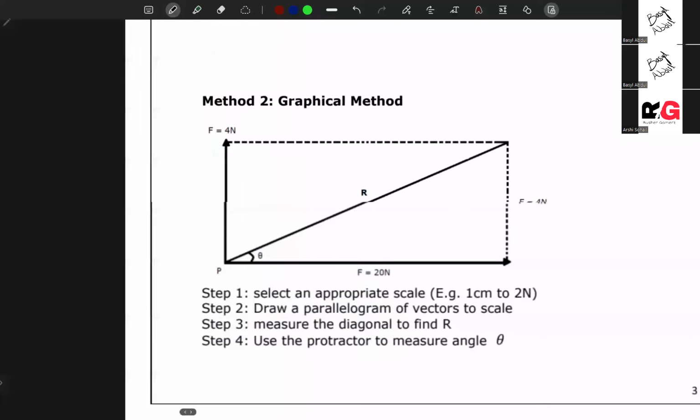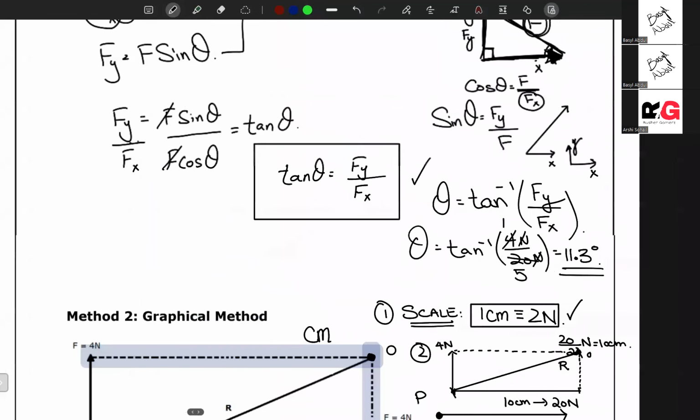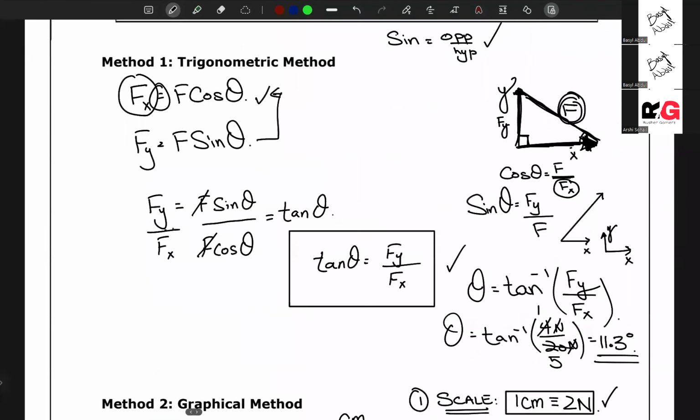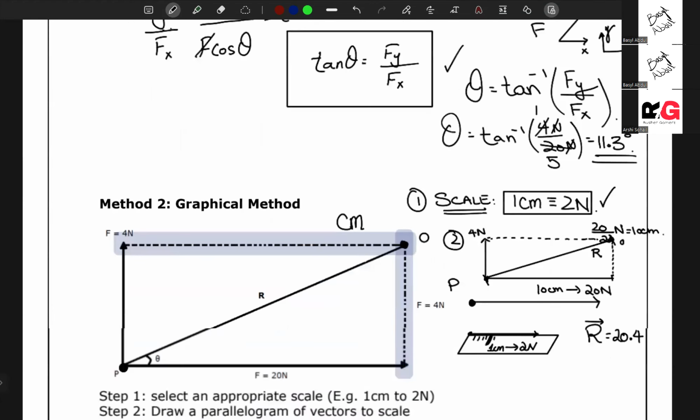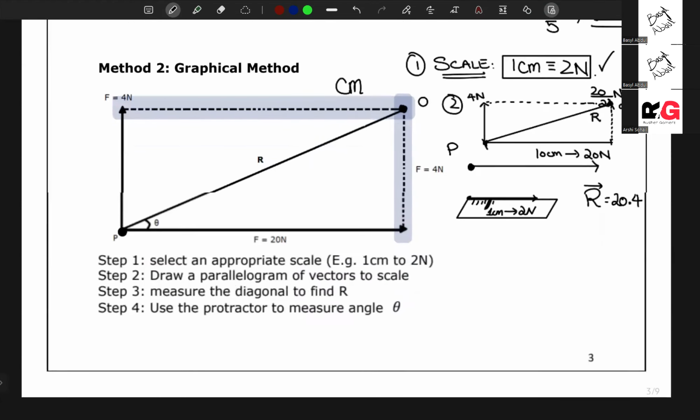Is there any question whatsoever? Any question? No, sir. Okay, perfect. So now there is another way to approach a similar problem.